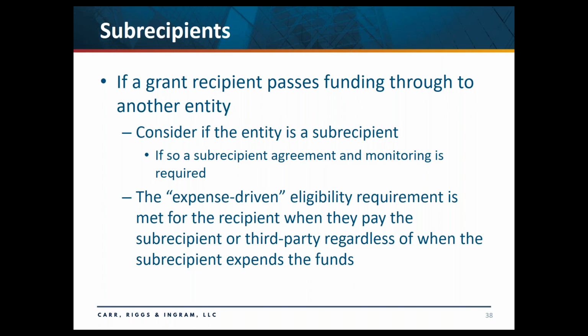You're going to need to monitor them, and they need to remember that if they have spent the right threshold, as a little foreshadowing to our single audit section, they're going to be required to follow a lot of single audit requirements as well. And that expense-driven eligibility requirement, for CARES Act specifically, is met for the recipient when they pay the subrecipient or third party, regardless of when the subrecipient expends the funds. So you can have a subrecipient who has spent the money, but you haven't paid them yet. You may not even have an agreement with them yet. You need to have the agreement in place and pay them, as the higher level local government or state government, to record your revenue if it meets all other eligibility requirements.